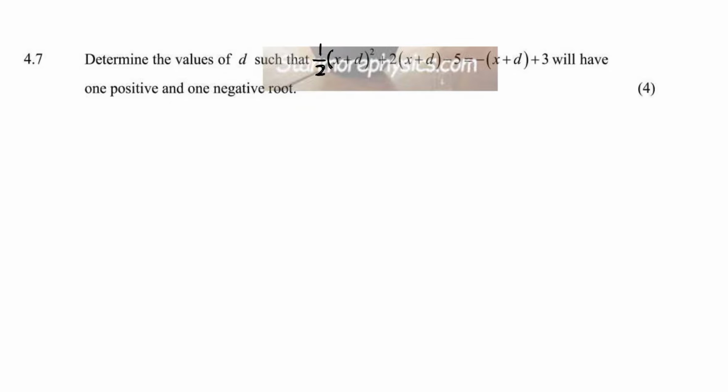Today we're going to take a look at a quadratic problem. The question says, determine the values of d such that half into x plus d all squared plus 2 into x plus d minus 5 is equal to x plus d plus 3 will have one positive and one negative root. Now, there's a lot of terminologies here, a lot of new words.